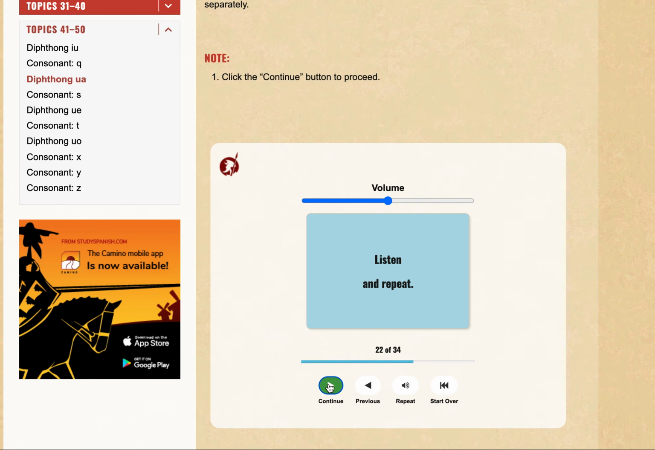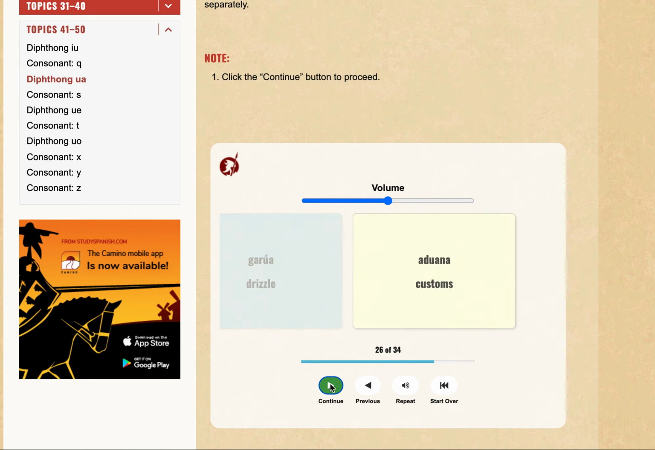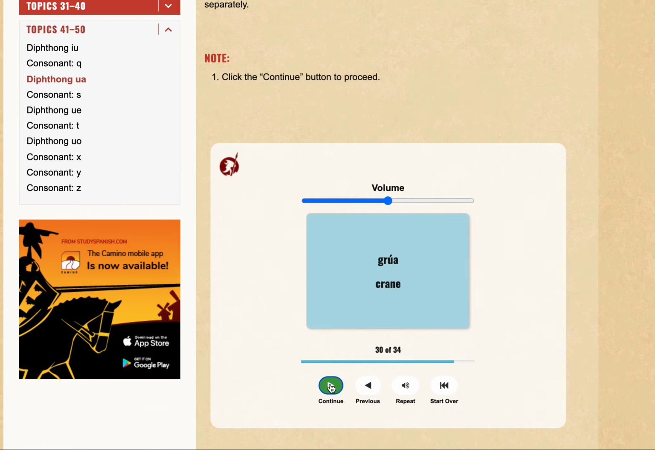Listen and repeat. Every other word has a diphthong. Agua. Púa. Adecuado. Garúa. Aduana. Cacatúa. Ecuador. Grúa. Igual. Continúa. Guapo. And the last one is ganzúa.